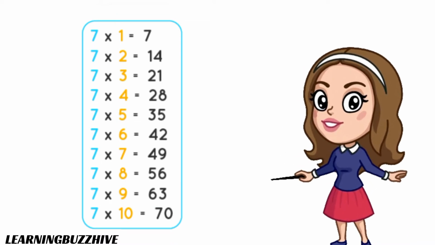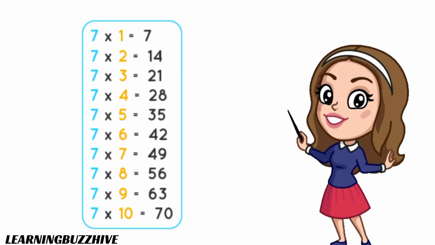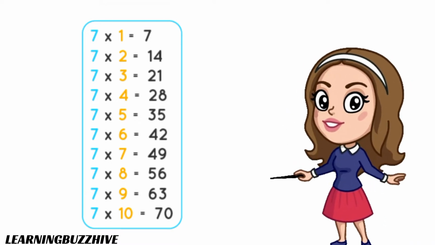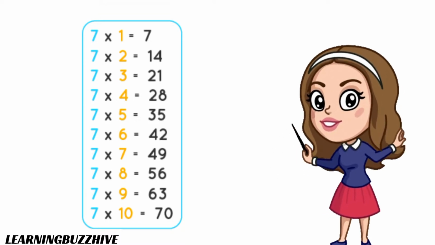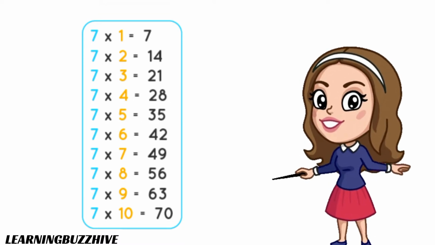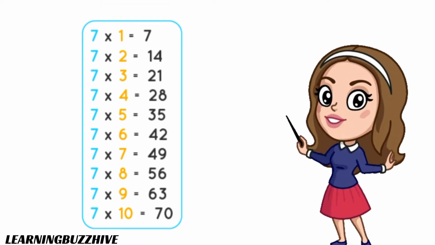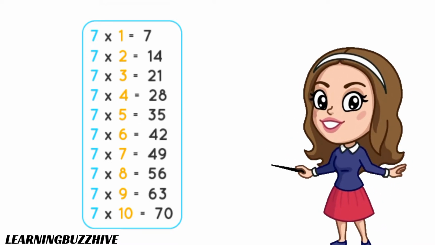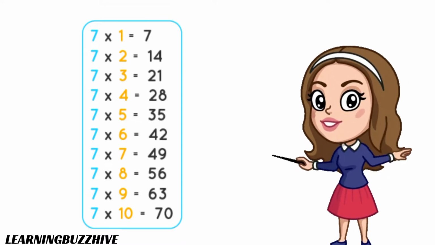Seven twos are 14. Seven threes are 21. Seven fours are 28. Seven fives are 35. Seven sixes are 42. Seven sevens are 49.